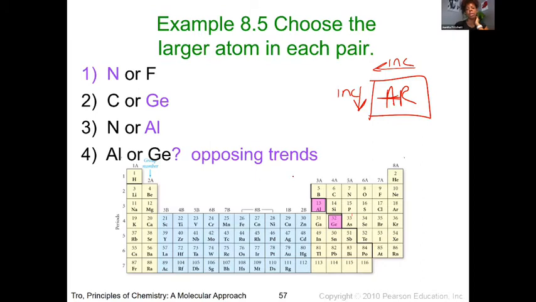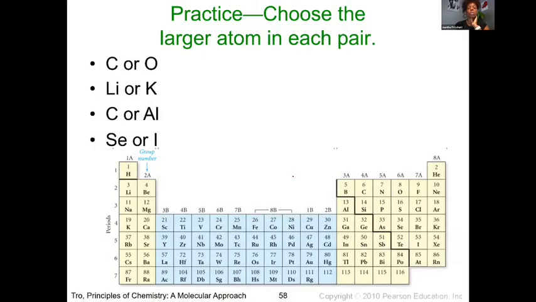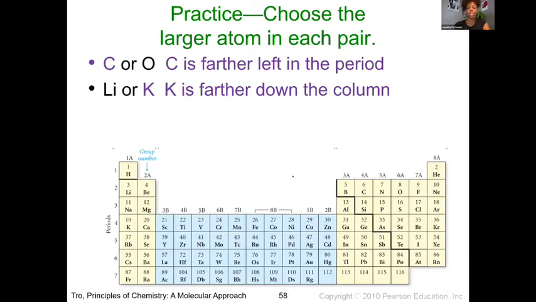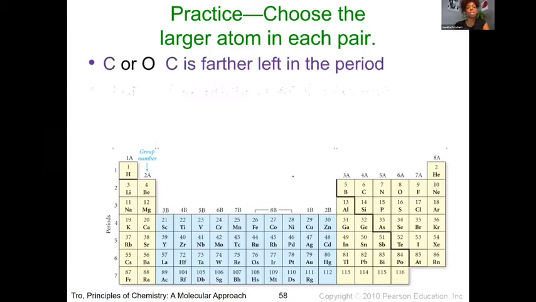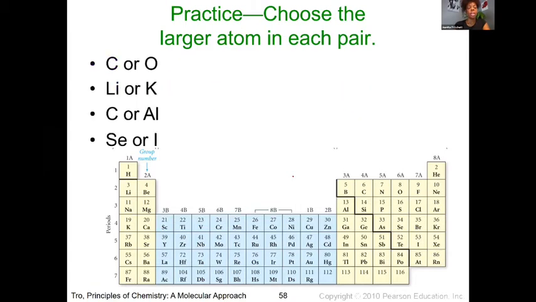All right, so let's put that into practice. If we look at carbon versus oxygen, who would be the larger of the two? We would select carbon because it is further to the left. Good. If we were doing lithium versus potassium, potassium is further down, and so we would select potassium as your answer. If we look at carbon versus aluminum, aluminum is further down and further to the left, so we would say aluminum. And then last but not least, selenium or iodine. Those two would have opposing trends because one is further down and one is further to the left.